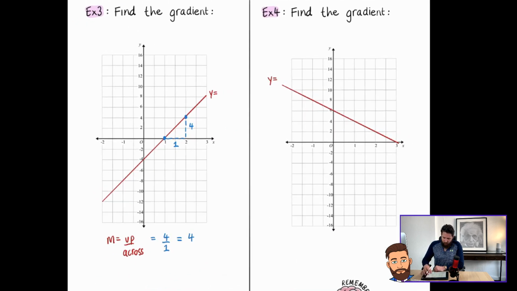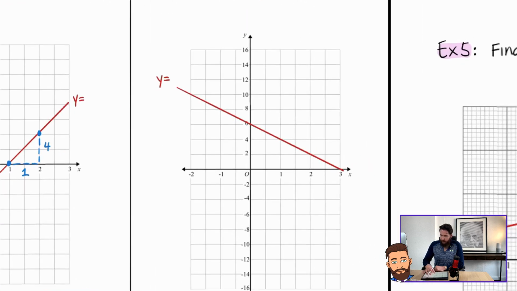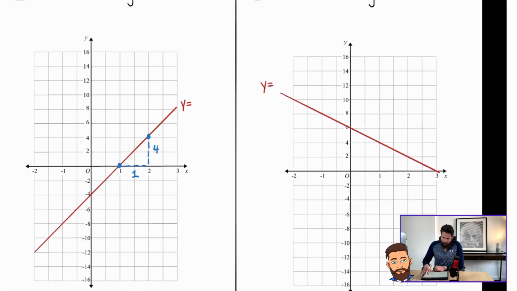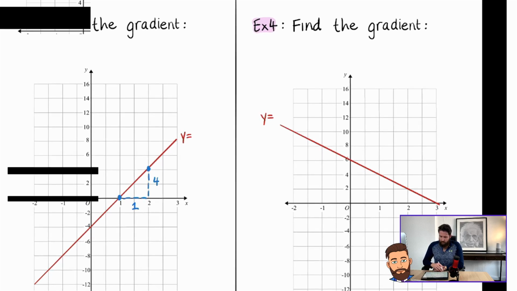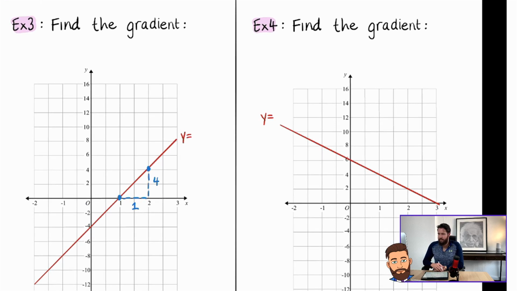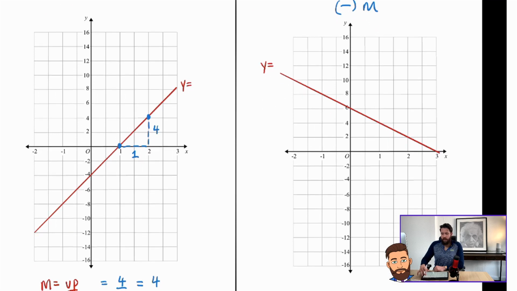So example 4, finding the gradient of this line. The first thing that we should look at is, is it positive or is it negative? Well, this is a negative gradient. It is going down. So we have to remember that our answer is going to have a negative m. So we just have to remember that at the very end.